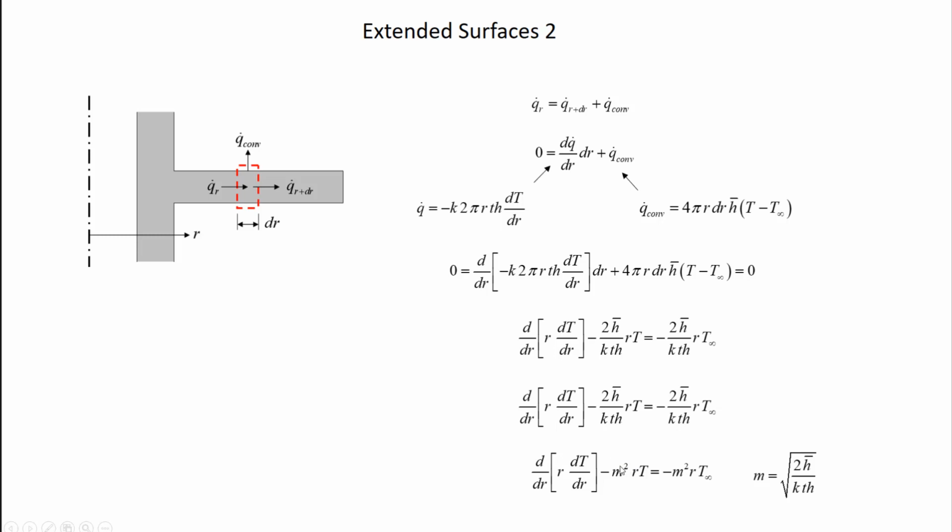squared. And I do that for two reasons. One is because I don't really want to write this group over and over again, and two, because I want to make it obvious that this is a positive group, right? So 2 is obviously positive, H bar has to be positive, K has to be positive, the thickness has to be positive. So this is a positive group, right? So there's my differential equation that I get after a little bit of work.